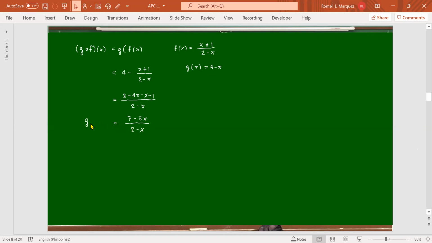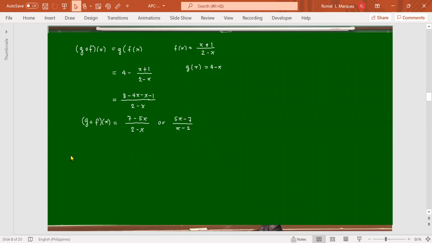Normally, we want our final answer to start with positive x, no? So you can have it 5x minus 7 all over x minus 2. Okay? Multiply both the numerator and denominator by negative 1. Negative 1 over negative 1 means 1. So you only change the form, but you don't change the value actually.